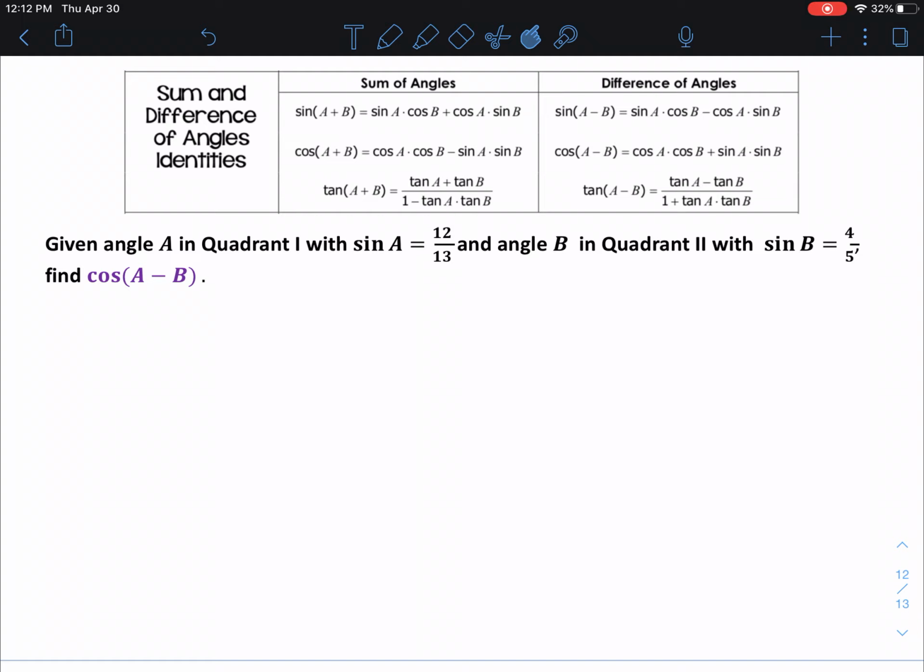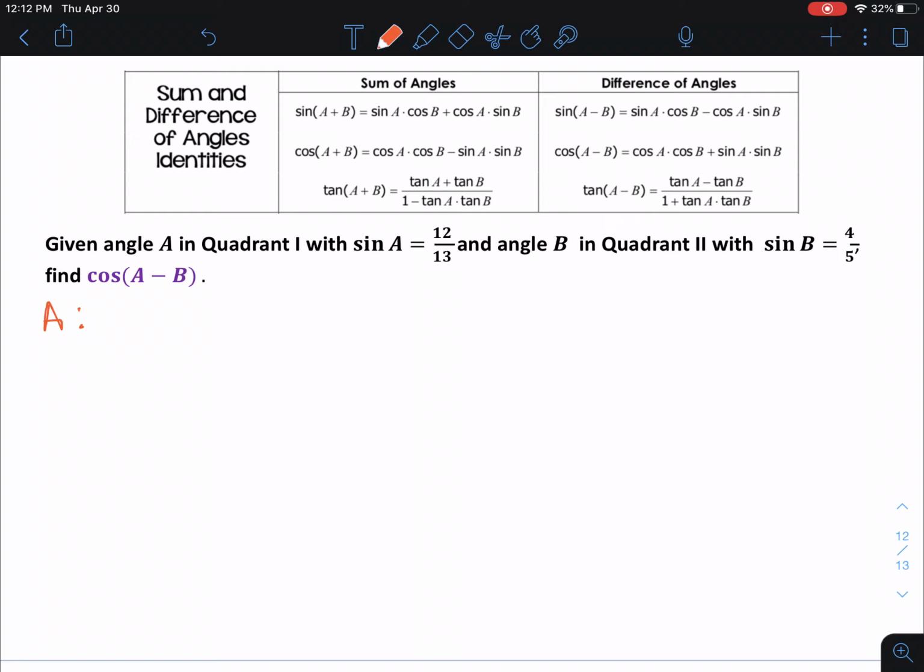This time, we are given angle A in quadrant 1, and sine of A is 12 over 13. And angle B is in quadrant 2 this time, and sine of B is 4/5. And we need to find cosine of A minus B. So once again, with this, I would suggest you draw a picture for yourself.